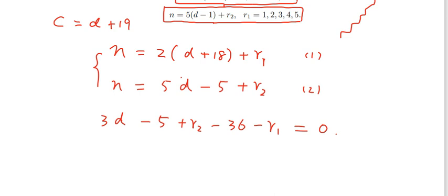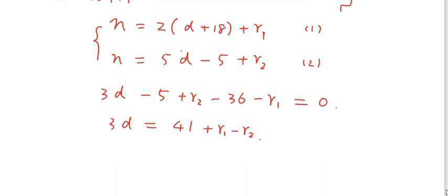So 3D equals 41 plus R1 minus R2. This number is a multiple of 3, so R1 minus R2 should be those numbers.